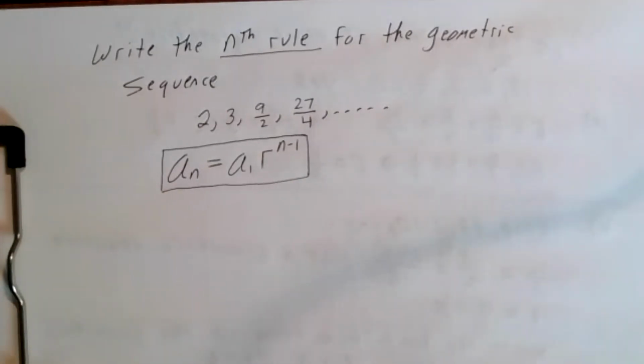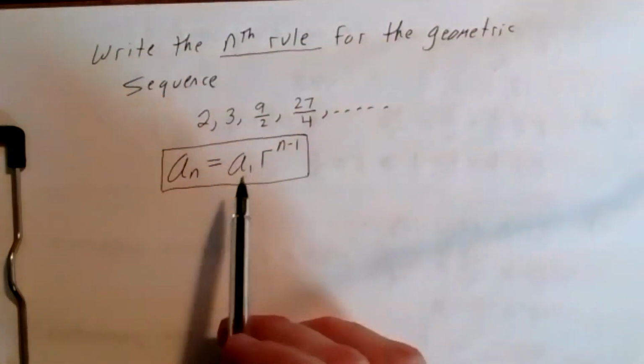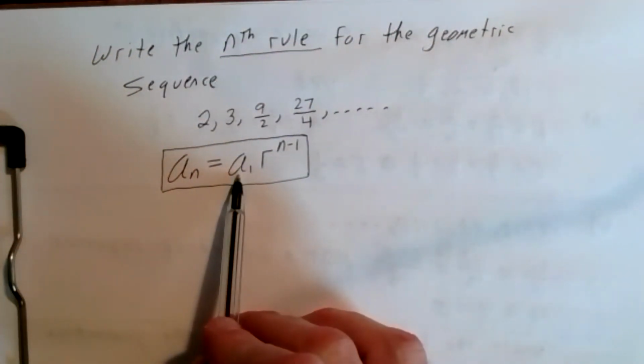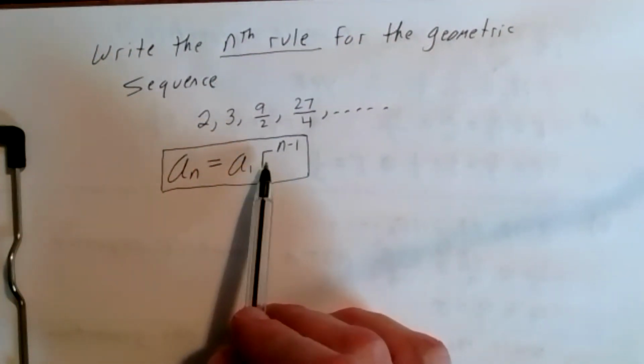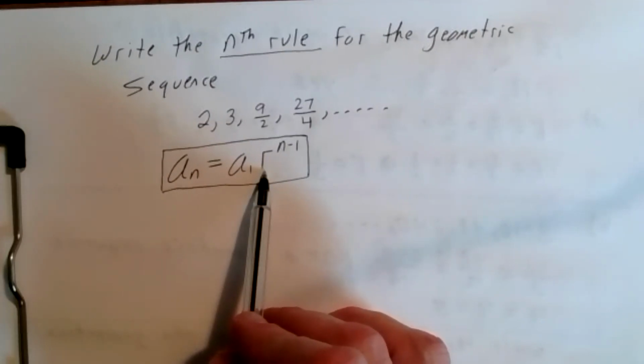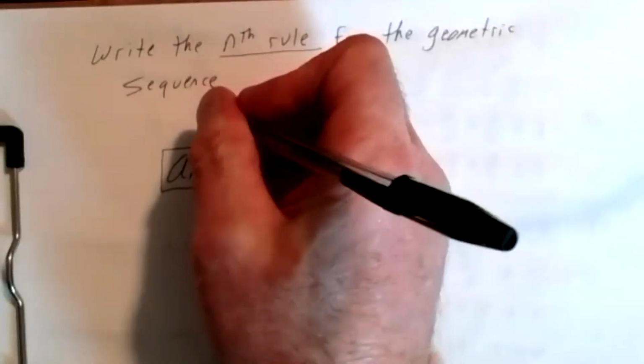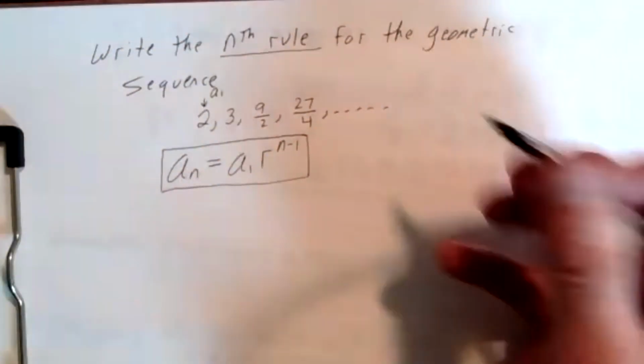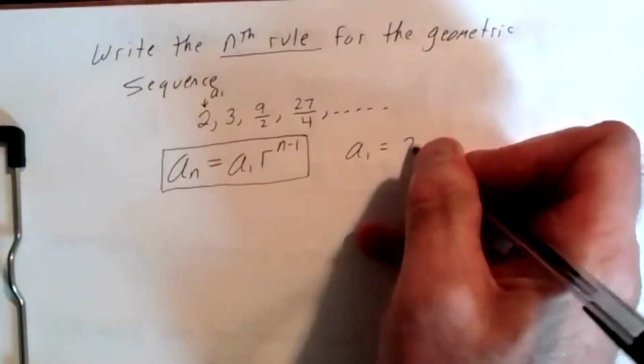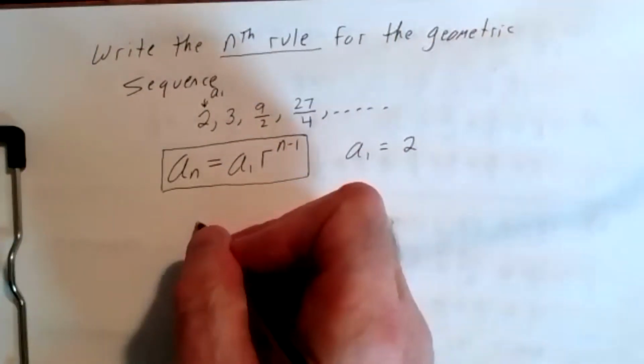Okay. Now to write this nth rule, we're going to need to know the first term of the sequence, and we need to know the common ratio. What is my first term for this geometric sequence? The first term. 2. Yeah, it's 2. That is your first term, a sub 1. Now, what's the common ratio?